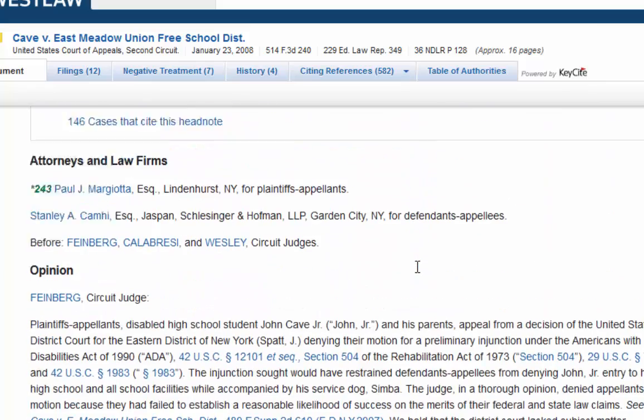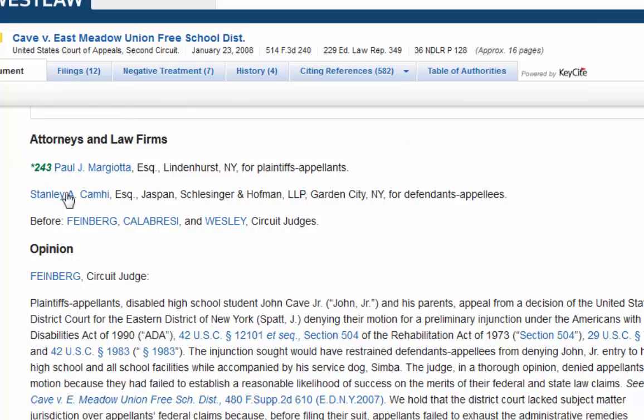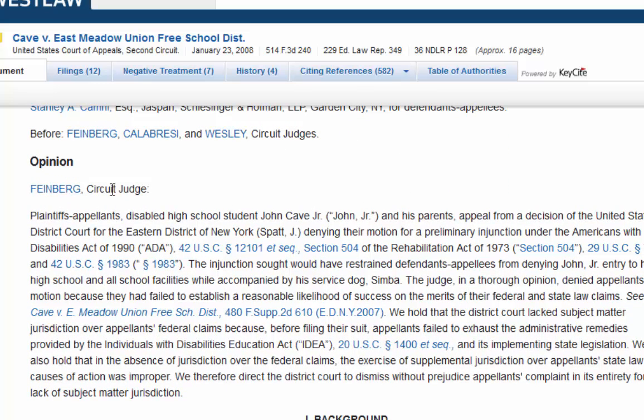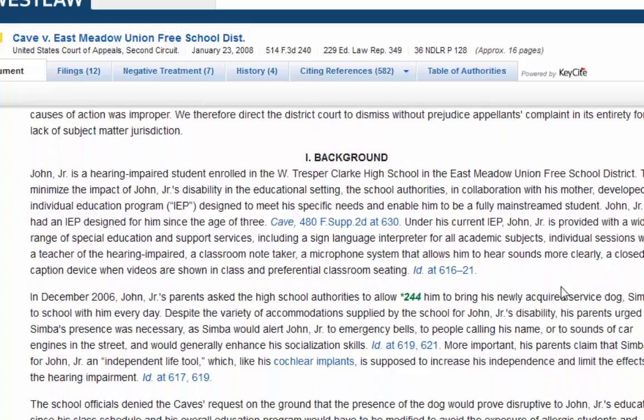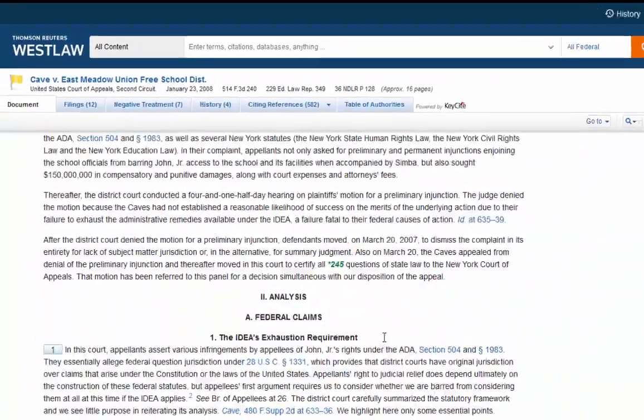The next thing that you'll notice is it's going to list the attorneys and law firms and of course all of the judges who heard the case, and this one was heard by these three judges. Okay, and then Feinberg is the one who wrote the opinion. And this is where the opinion actually begins. So you can start reading this and you can see that the opinion makes reference to various statutes, also past cases, etc. So there's lots of references here that you might be able to explore as well.